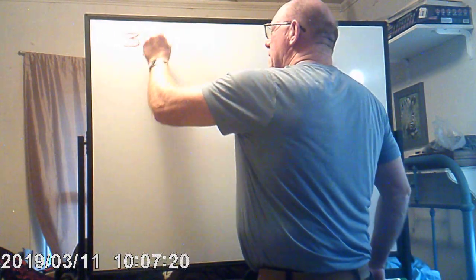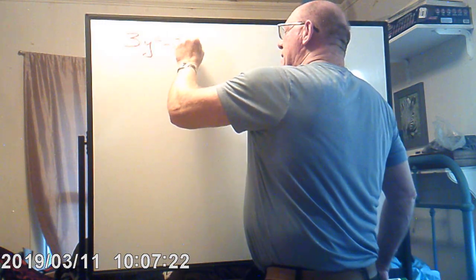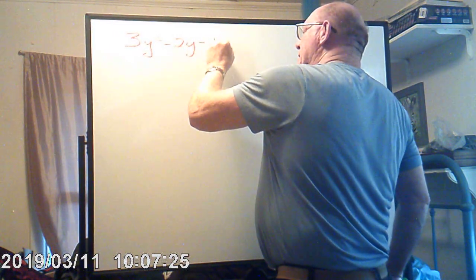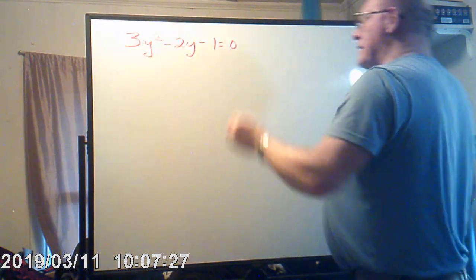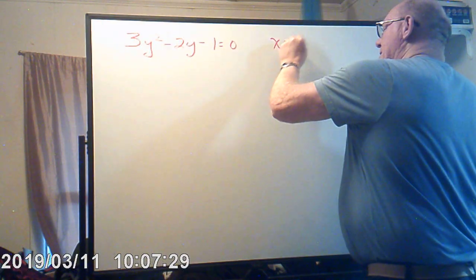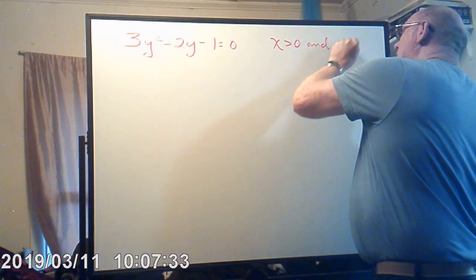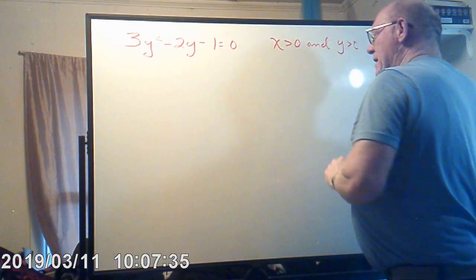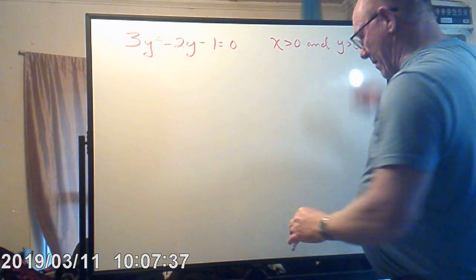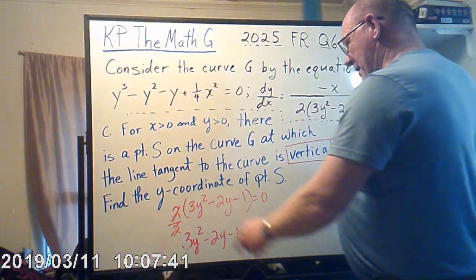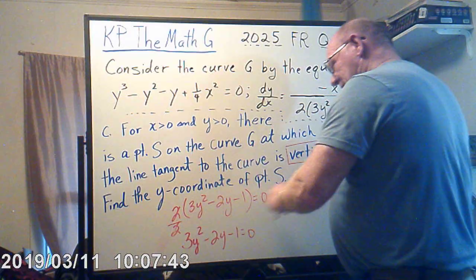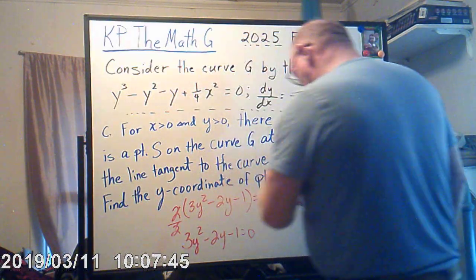So 3y squared minus 2y minus 1 is equal to 0. Now remember, x is greater than 0 and y is greater than 0. And it says find the y coordinate. So if we look back at this, it does say the line is vertical. Find the y coordinate of point S.